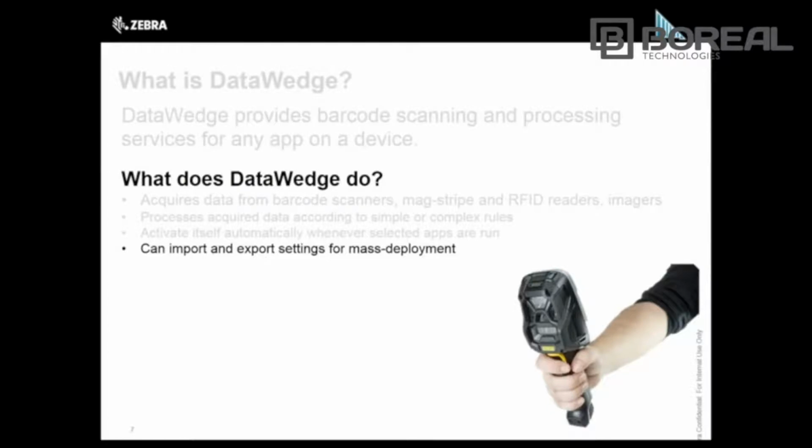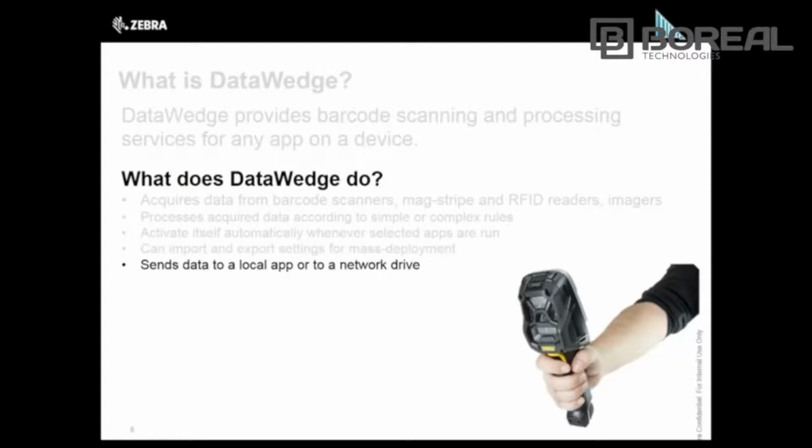You can import and export settings for mass deployment. So you can say, okay, this device is set up exactly the way I want it to work in my organization. I can export those settings, send them to my MDM, and send it to all the devices in a given location. And then all the devices will behave in exactly the same way.